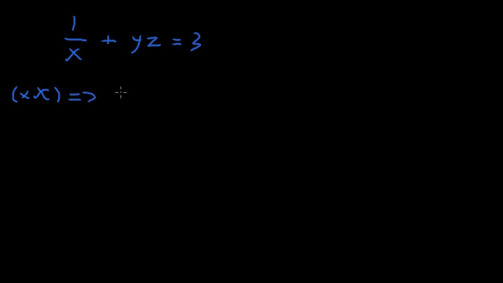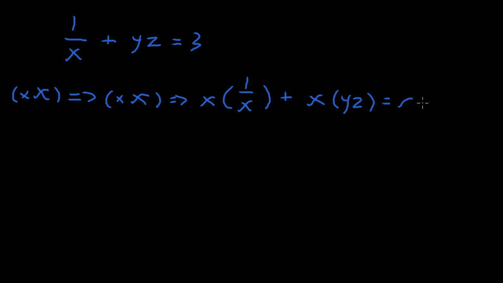So we're going to be multiplying through by x, so times x, which gives us x times 1 over x plus x times yz equals x times 3. And we simplify through. We have x times 1 over x, which gives us just 1, plus x times yz, which gives us xyz, equals 3x. Pretty simple. So let's go to our next example of multiplying through.